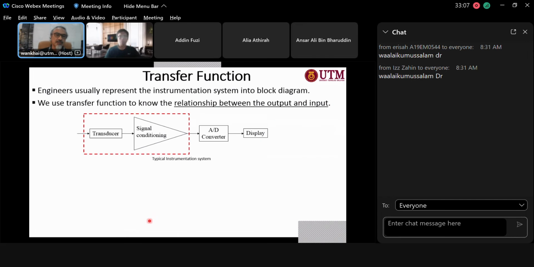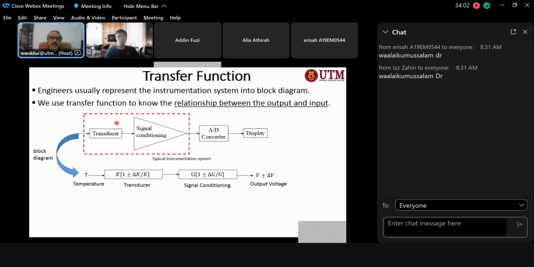So we need to know what the transfer function is. Engineers usually represent the instrumentation system in a block diagram, something like this. It's easier, because drawing an actual circuit for signal conditioning or an actual transducer is very difficult. So we represent it with a block diagram like this, and we use a transfer function to establish the relationship between the output and the input. If you put in an input, what output comes out. So the transfer function, in short, is just a relationship between input and output.